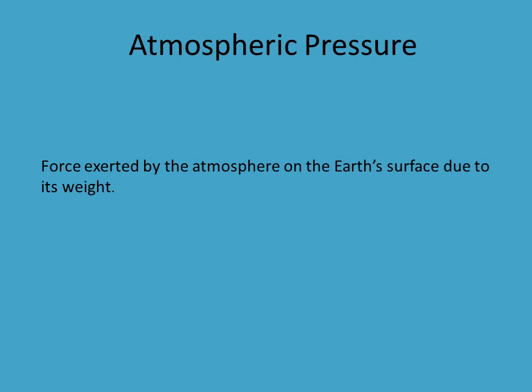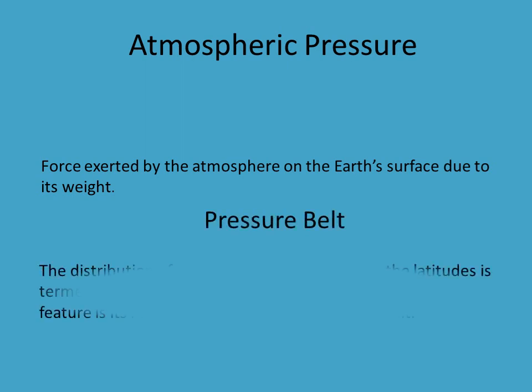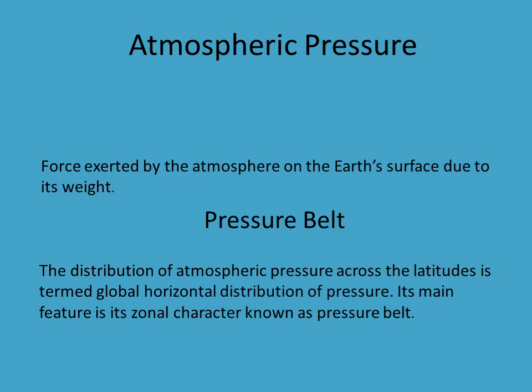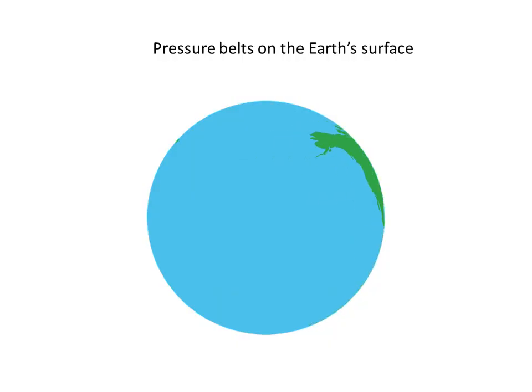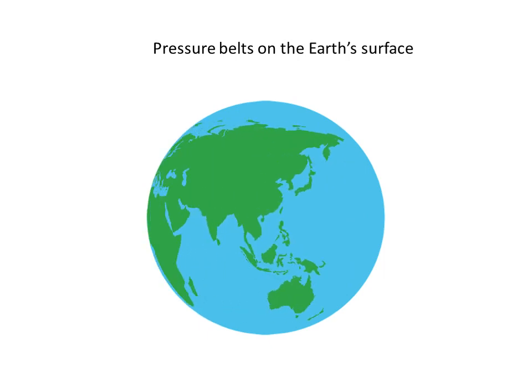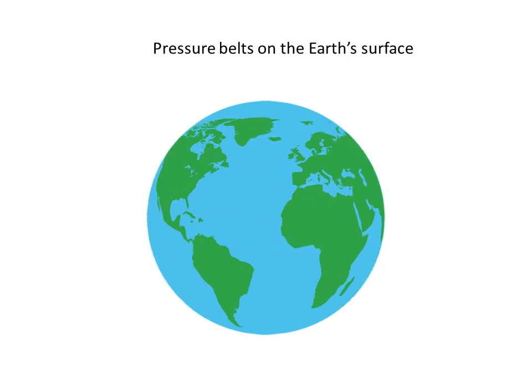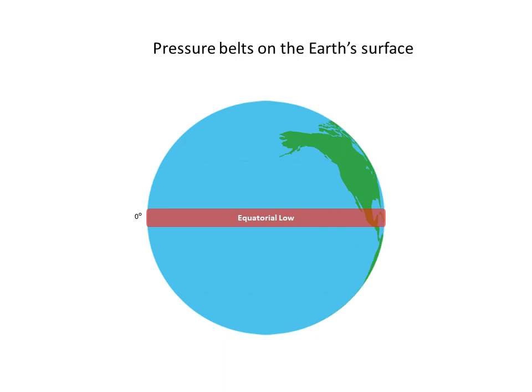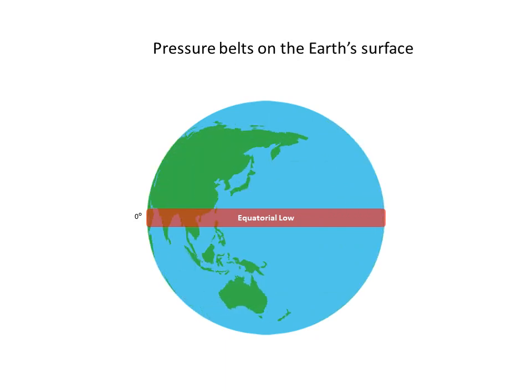The distribution of atmospheric pressure across the latitudes is termed the global horizontal distribution of pressure. Its main feature is its zonal character, known as pressure belts. On the Earth's surface, there are 7 pressure belts. They are the equatorial low pressure belt, or doldrum, located at the equator.